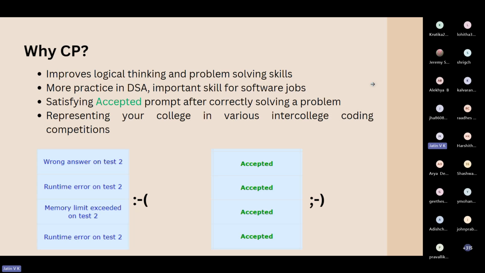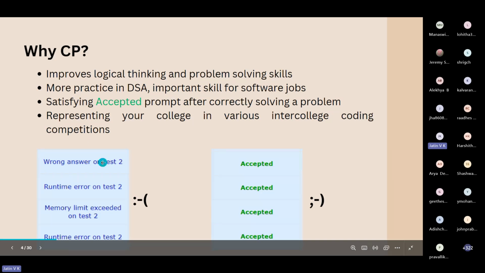So why do we need to do CP? It improves logical thinking and problem solving skills, obviously, because they are literally asking a problem and we are supposed to solve it. And as we're writing code and trying to make an algorithm for the problem, we obviously have more practice in DSA, which is an important skill for software jobs. Finally, the satisfying accepted prompt you get after correctly solving a problem is one of the main reasons why people enjoy solving coding problems. And if you're really enthusiastic and want to represent your college, there are various coding competitions which you can do and try to win stuff and get your name in high places. Here you can see different prompts you get if you get the answer wrong, and if you get the code right, you get accepted solutions like this.